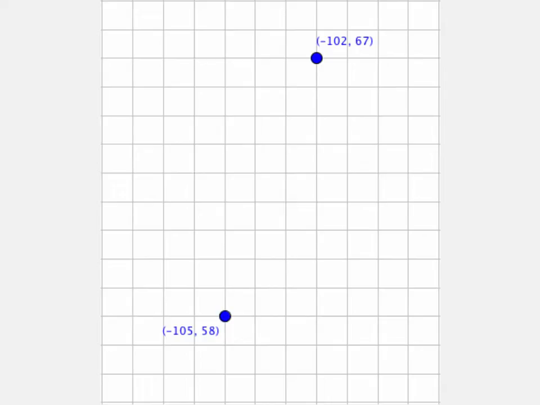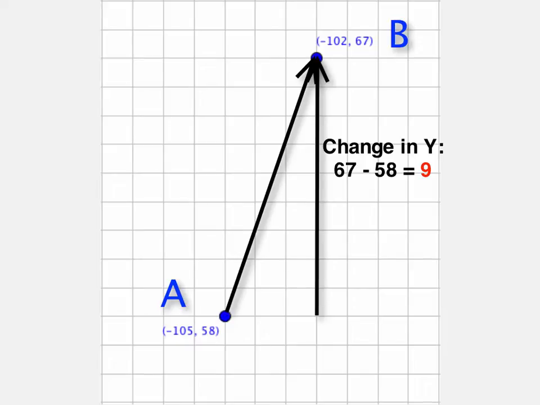All right. Anyway, let's label -105, 58 point A and -102, 67 point B. First things first, let's find the slope. All right, let's start by going from point A to point B. So our change in the y values is going to be 67 minus 58, or 9. Our change in the x values is going to be -102 minus -105, which ends up being 3.